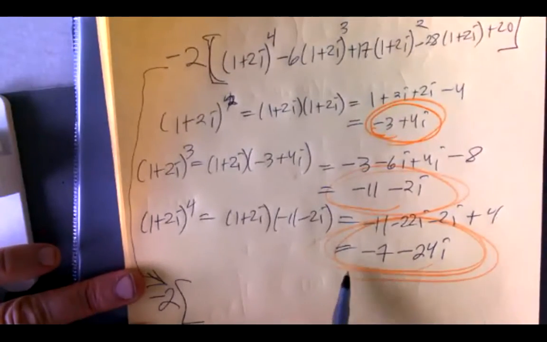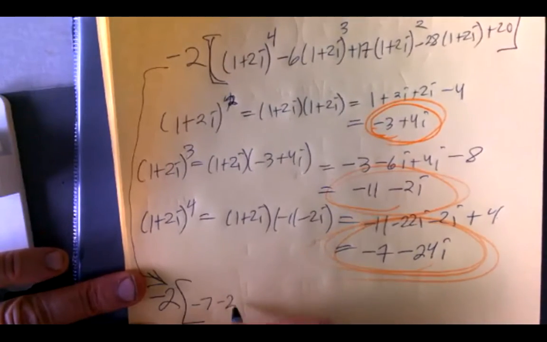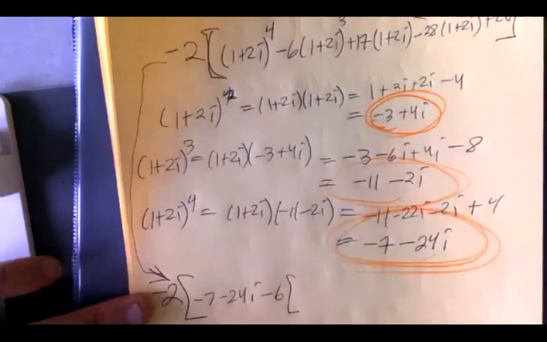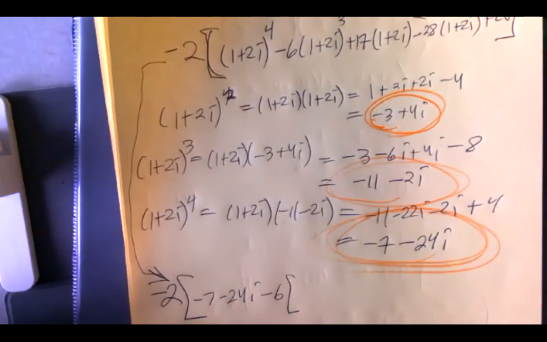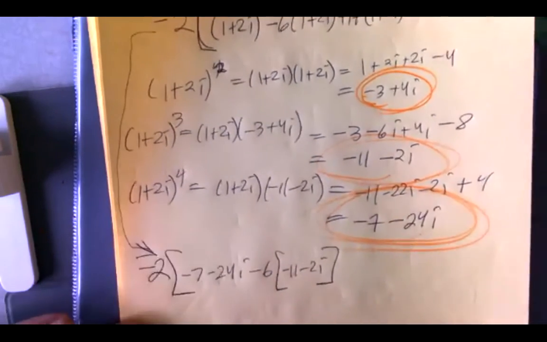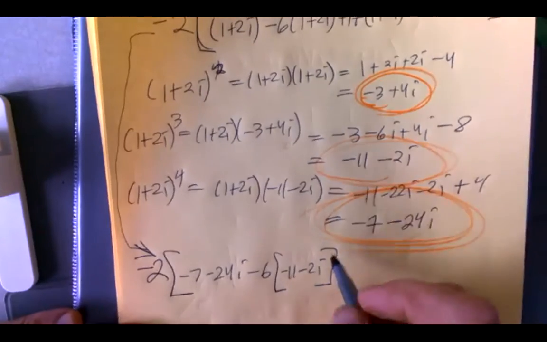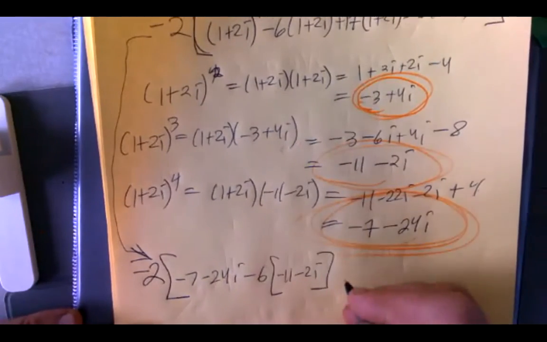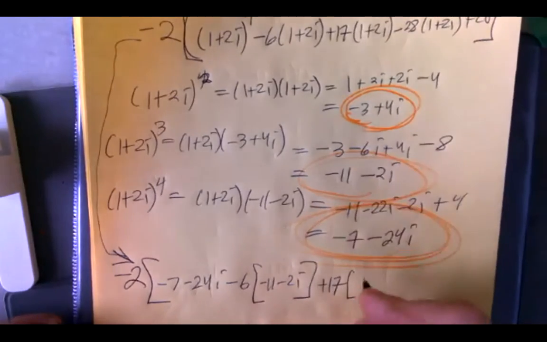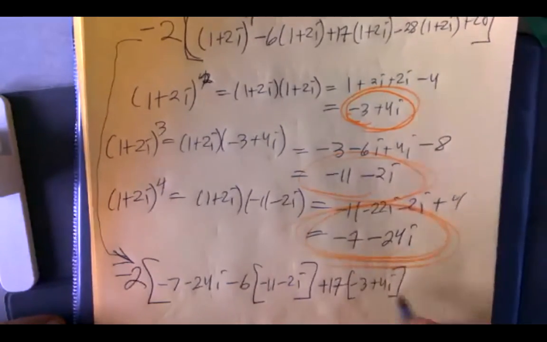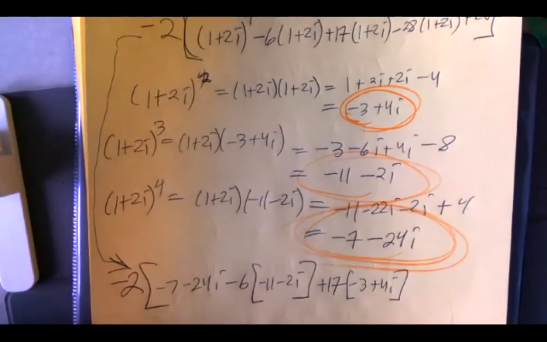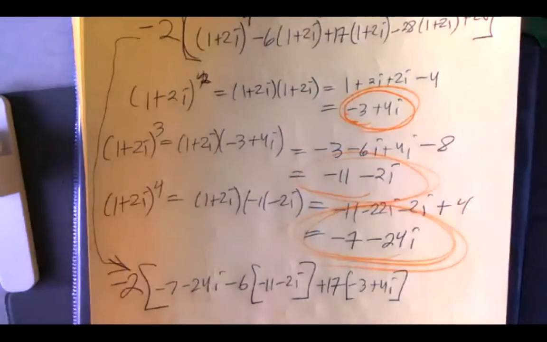Ready to do this thing. This is negative 7 minus 24i minus 6 times, you just got to add your own notation. That's what a lot of students have trouble with when they have to add their own stuff. Negative 11 minus 2i. I use brackets instead of, I don't know, you could use parentheses. Plus 17 times the squared one. It's not too bad. I like this though, just because you're really having to know complex arithmetic. Minus 28.